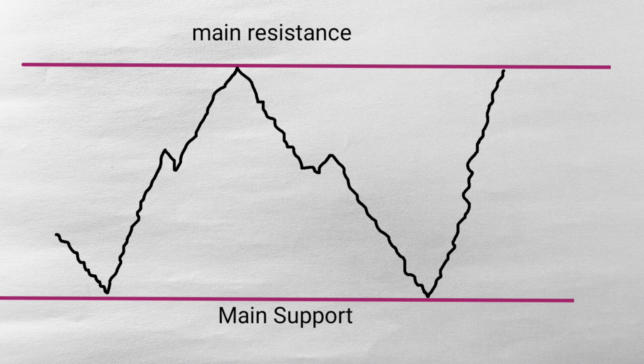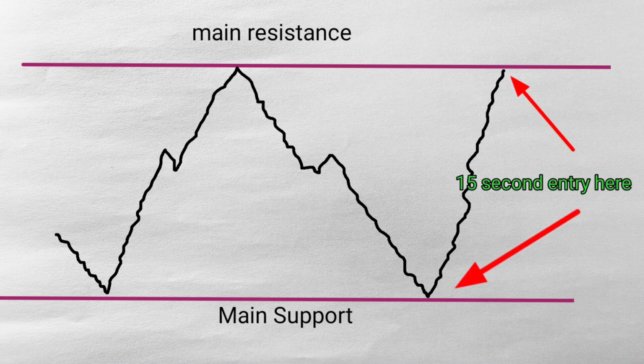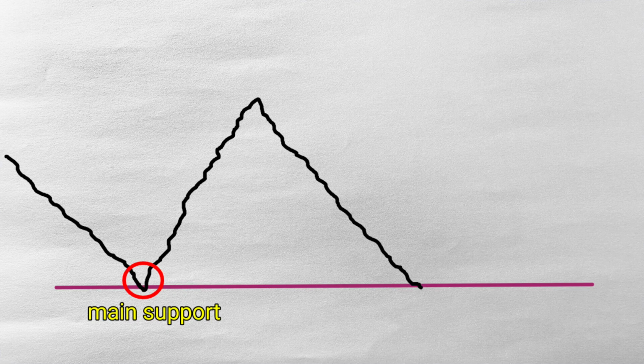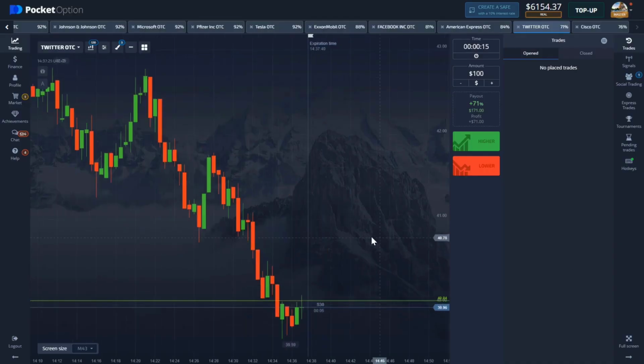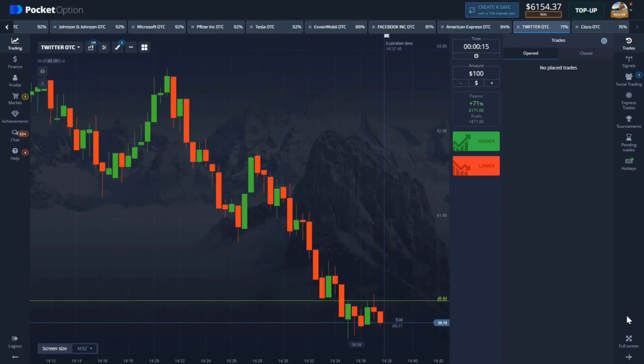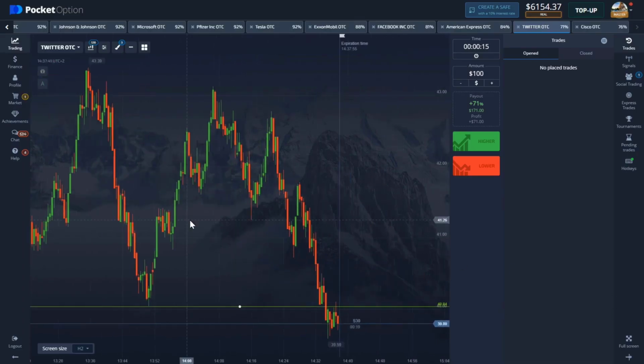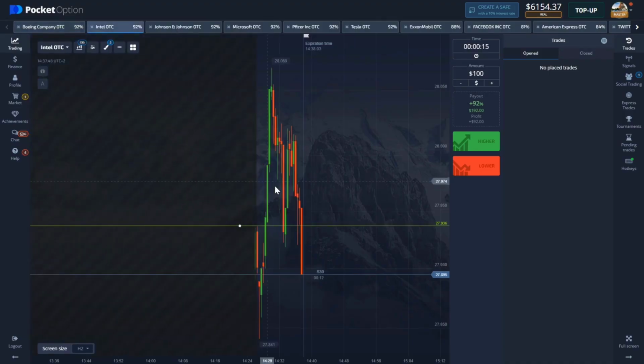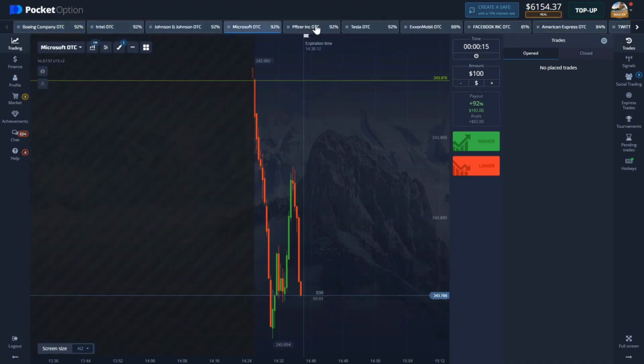And if you find such currencies or stocks which have come near the last major support or resistance, you have to take a 15-second entry there immediately, because if the market has come near the previous main support, then from there one or two candles bounce back. Now one more question may come to your mind: every time the market comes near the previous main support or resistance, will there always be one or two candle bounces?